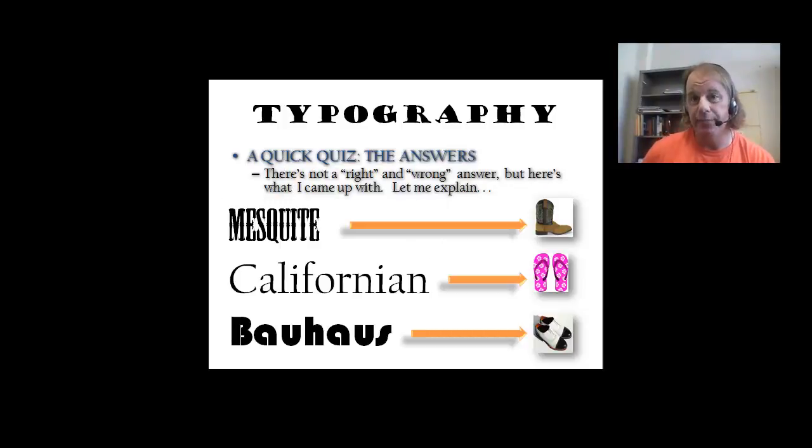So you want to find out how you did? These are my answers. Mesquite goes with the boot. Californian goes with the flip-flops. Bauhaus goes with the nice two-tone shoes here. Mesquite, as you can see, has a Western feel, thus the Western boot. It makes perfect sense. Californian, which kind of reminds us of our lovely home state, actually goes with the flip-flops that everybody wears, even to class. Finally, Bauhaus, more formal, more exact in its presentation, tends to go with this. These are just immediate reactions that we have to fonts, and we all, in fact, have them.